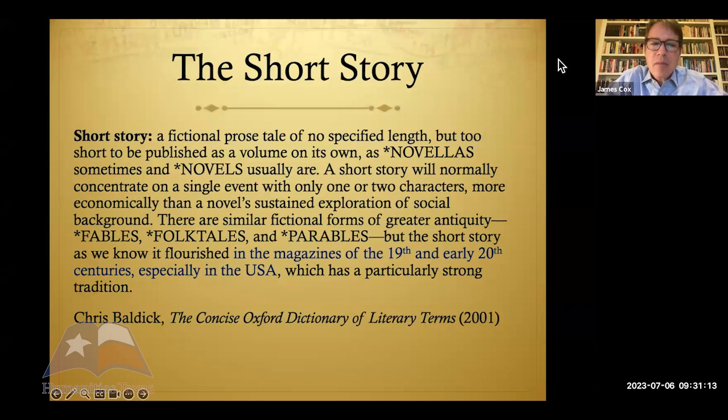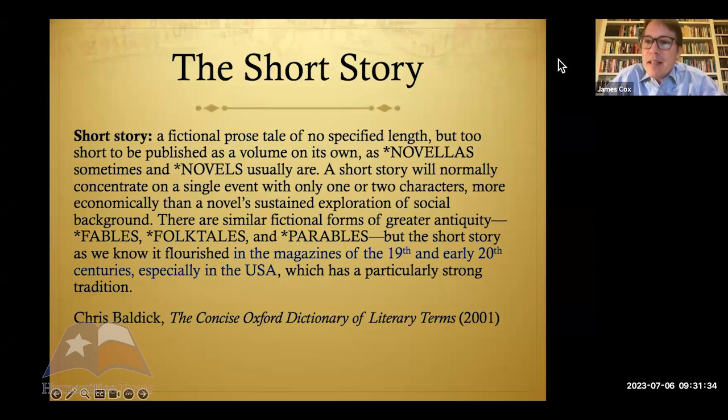But the short story as we know it flourished in the magazines of the 19th and early 20th centuries, especially in the USA, which has a particularly strong tradition. This is a British scholar, by the way, so he's being complimentary of American literature here. So in any case, this is a slightly different definition.